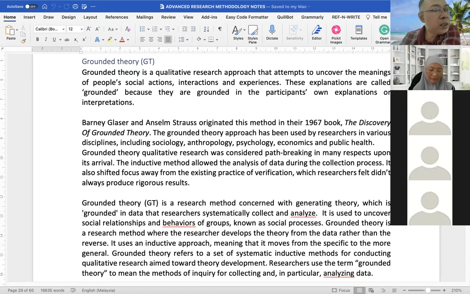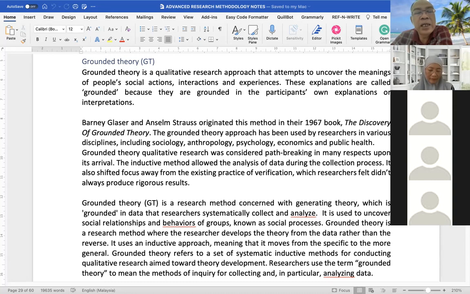So the data is obtained using explanations from the respondents, right? Or using interpretations from respondents. So researchers will ask certain questions to get explanations from the respondents or participants. Based on the answers given by the respondents or participants, the researcher will form the theory, right? Will come to certain findings, right?